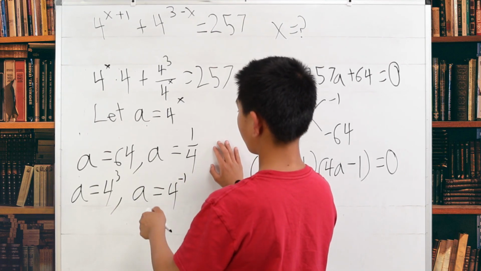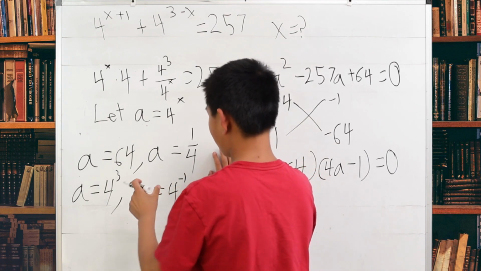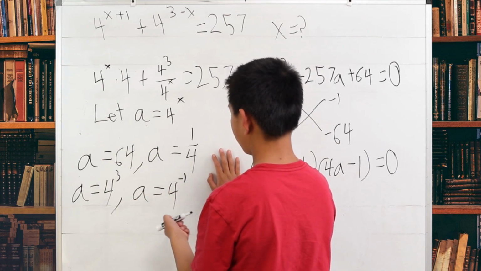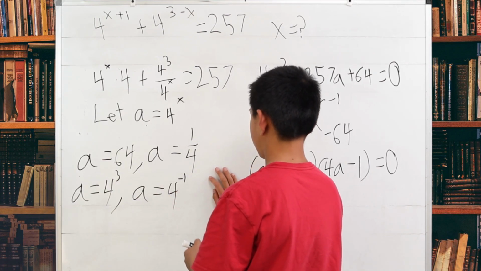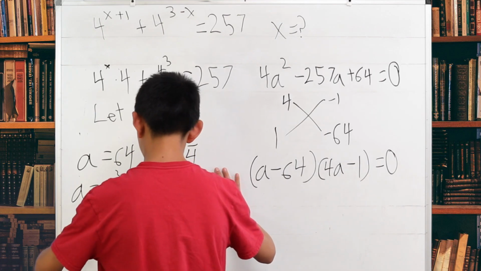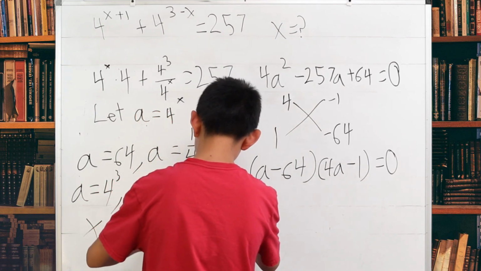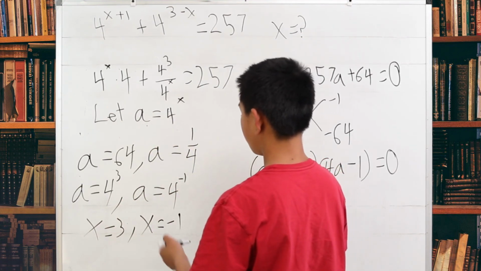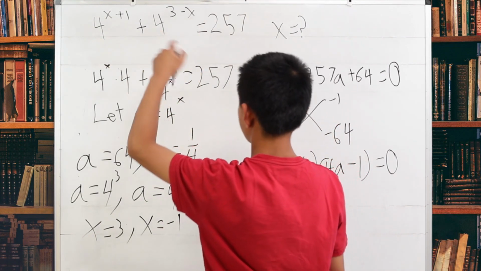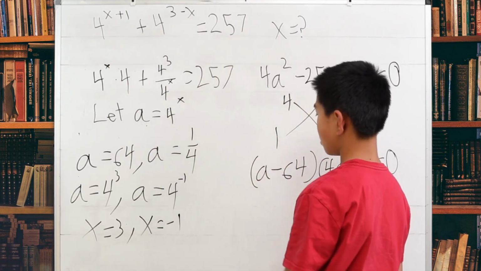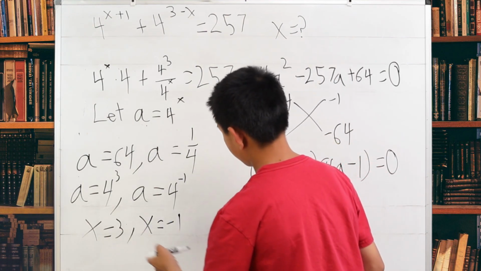Now, we know that earlier we let a be 4 to the power of x. Now we found the values for a. Since we already have the 4, the powers are our answer. So x is equal to 3 and x is equal to negative 1. So when you plug x equals 3 and x equals negative 1 into the first equation, you should get 257 as your answer, which is why these two answers are correct.